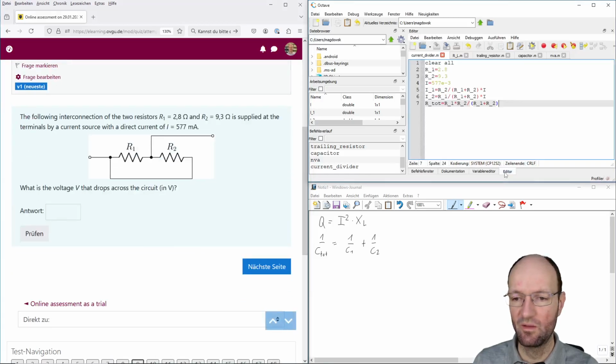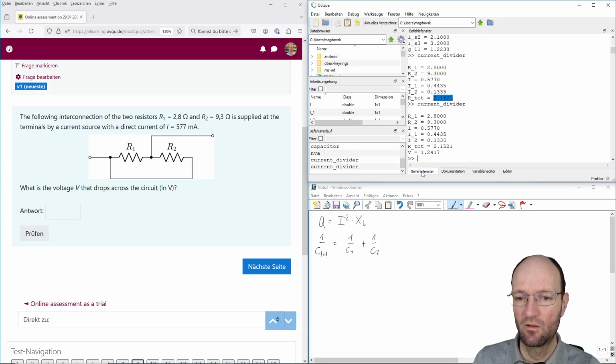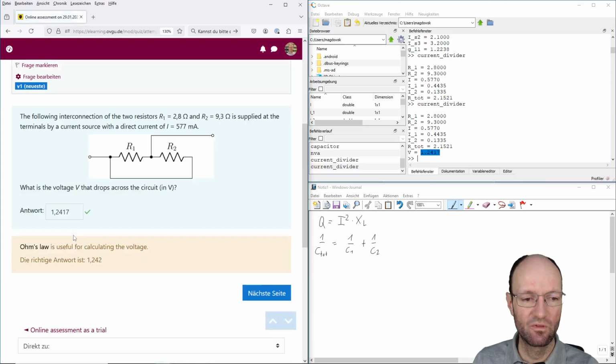Okay, so here we have the same schematic, the voltage is asked for. Voltage is resistance times current. And we get 1.2 something volt, which also makes sense with the values that we calculated before.